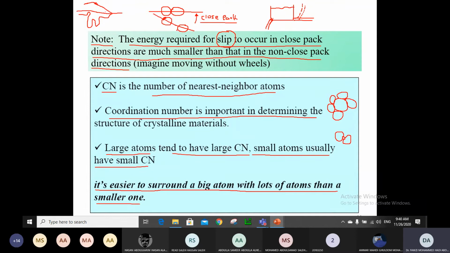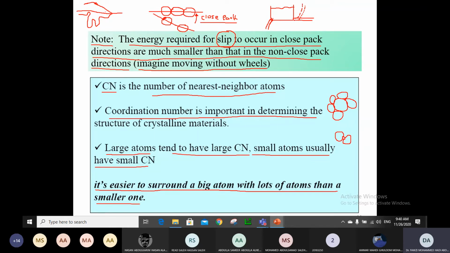If there is no doubt there, why do we say that the directions which are not closely packed require more energy than the directions where it is closely packed? I can explain that from the mechanics point of view, but you can also look at it the way we normally tell students: imagine moving with wheels. There are wheels all through; I will not continue drawing circles.